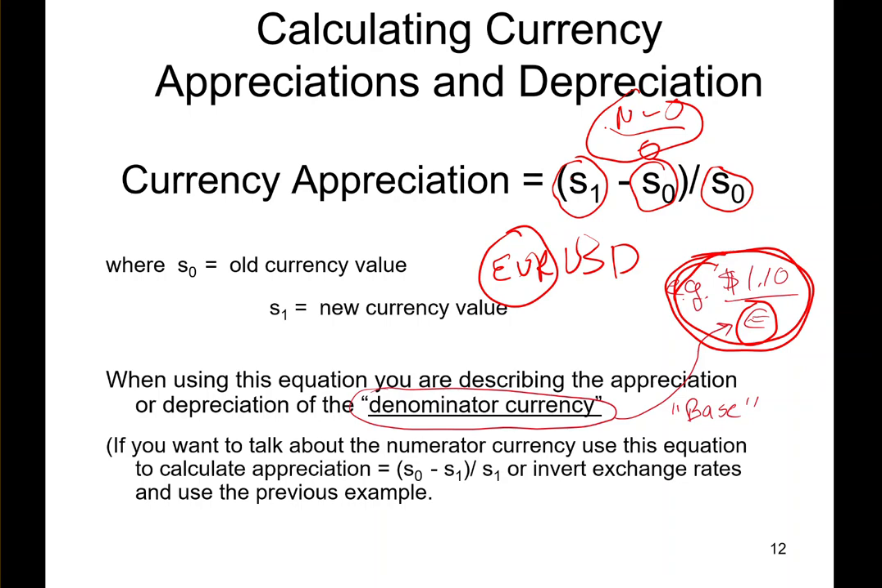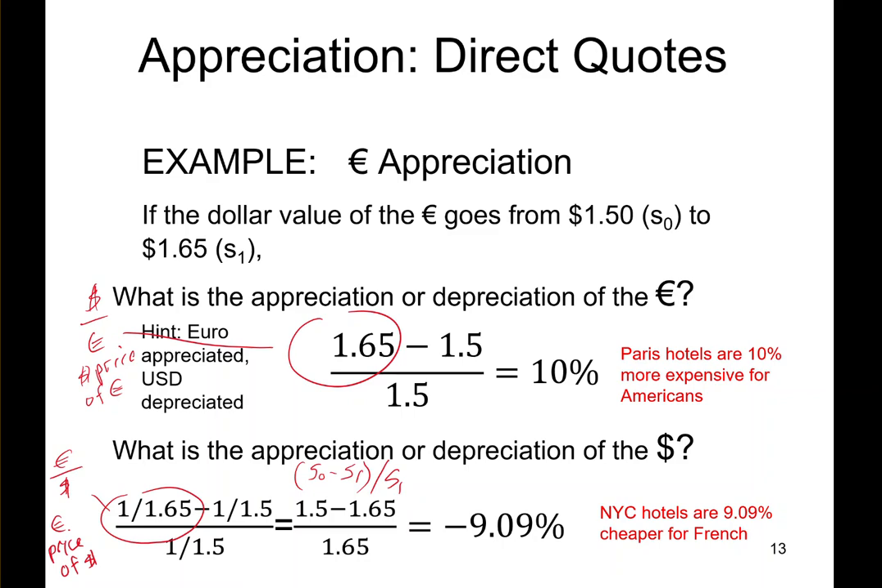If you want to talk about what happened to the other currency, say what was the appreciation or depreciation of the dollar in terms of euros, you can't just change the sign, although sometimes it's pretty close. You have to invert the formula and do old minus new over new. So let's do an example.